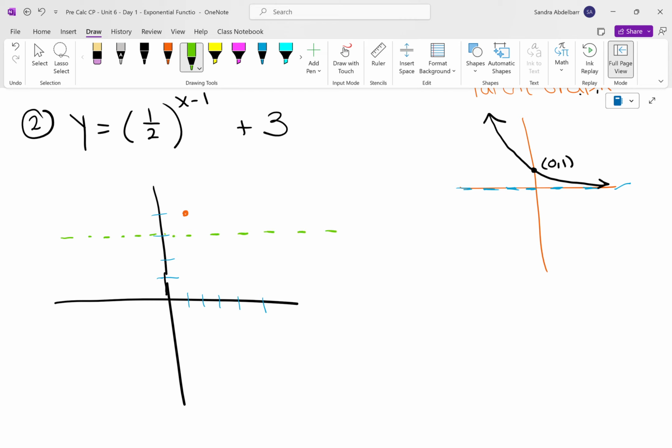And now remember, I'm always going to have a horizontal asymptote 1 unit below our key point. Now from left to right, am I drawing my function down or am I drawing it up? Down. So I go like this, down. Looks something like that.